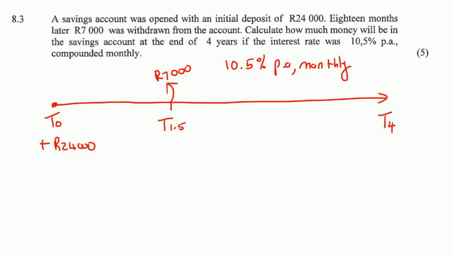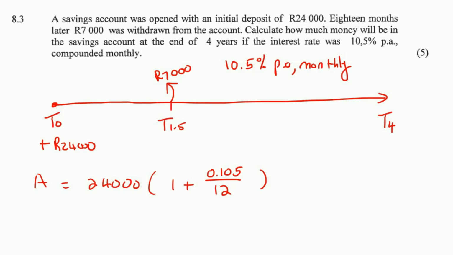Okay, guys, so we know how we do these questions. All we do is we look at each amount. So we start with the 24,000. So we go 24,000, and we just use the normal formula. So we go 1 plus the interest rate, which is 10.5%, the same as 0.105, compounded monthly.